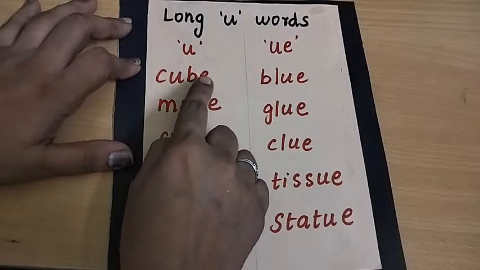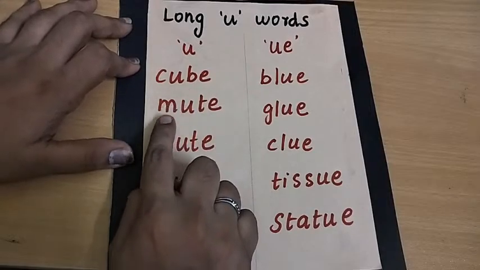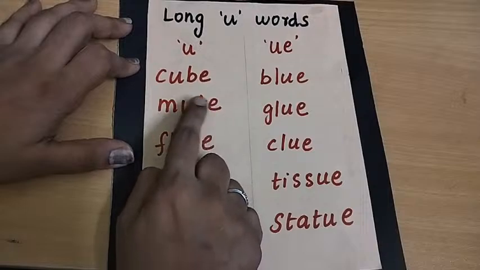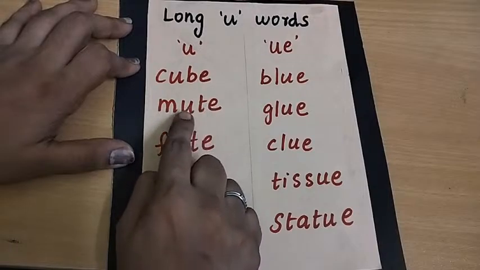Cube. Okay, so I'll go with the next word, M, U, T, E. You have E at the end, so you have to give the longer sound of the vowel.